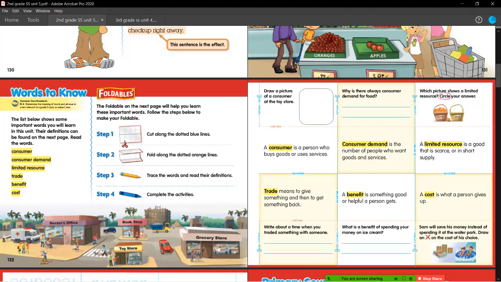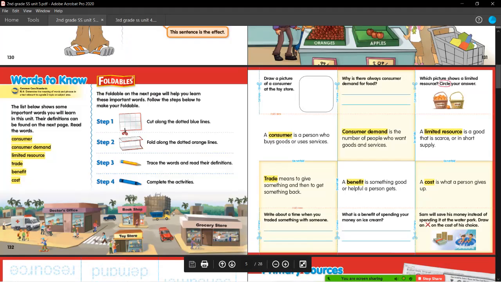Next, we have the word benefit. A benefit is something good or helpful that a person gets. So what is a benefit of spending your money on ice cream? What's good about spending your money on ice cream? Write about it on the line below.